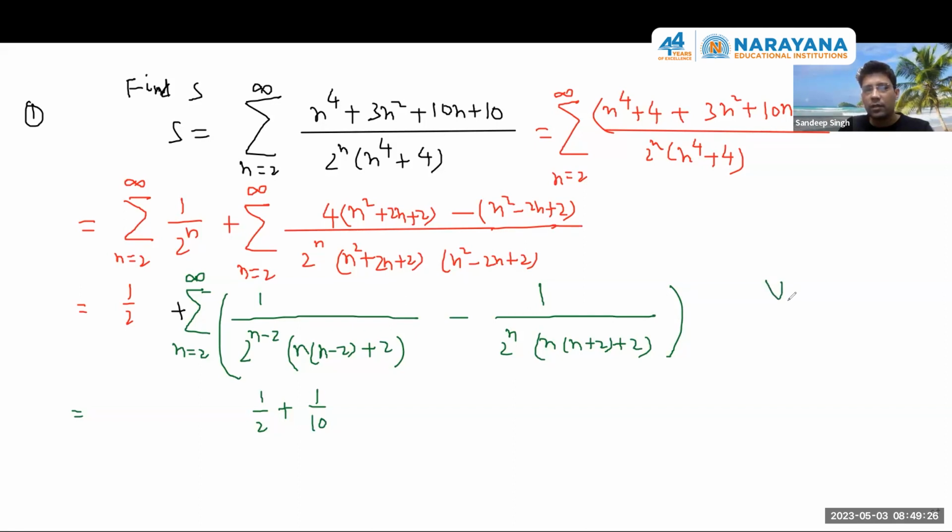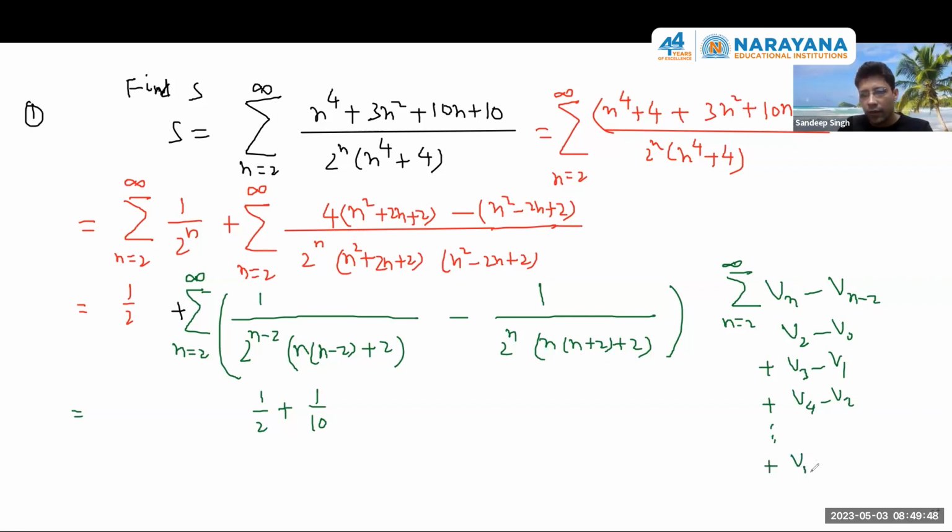If I say this is Vn, then I must say this is Vn minus 2. Look here. If I add from 2 to infinity, what is going to happen? V2 minus V0, V3 minus V1, V4 minus V2, like that. All of you must have known this. And similarly, if I take up to m, this will be Vm minus 2, like that. So terms are going to cancel in this way.